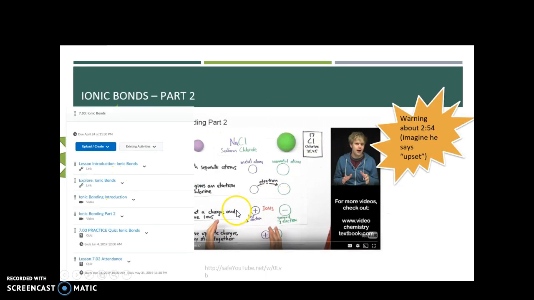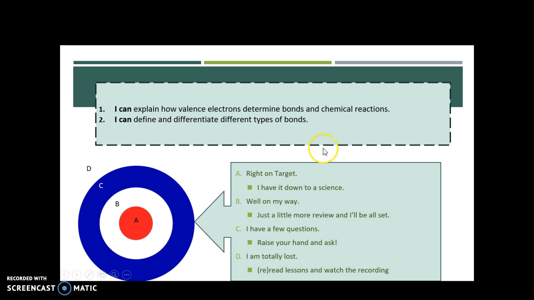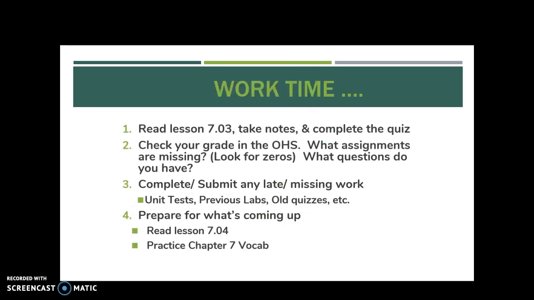Part 2 will explain some of this information using the electron. It will show you what's happening. There is a warning. Go ahead and mentally change that word there just so you know. All right, so hopefully those two videos have helped you understand how valence electrons determine some of the bonding and the chemical reactions. We have talked about the ionic bond. We will go in and talk about the covalent and the metallic in the future.